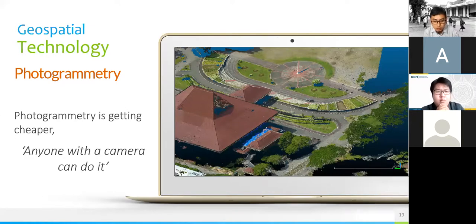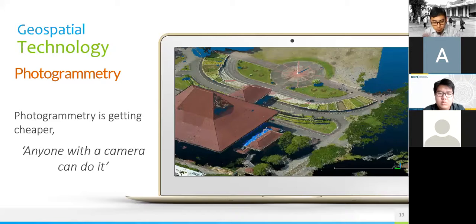This is one of the quotes that I found on the internet, and they said that photogrammetry is getting cheaper because now everyone with a camera can do it with newly developed algorithms, such as structure from motion or multi-view stereo. There are a lot of algorithms regarding how we process photos into a 3D model, for example, for overlapping photogrammetry.